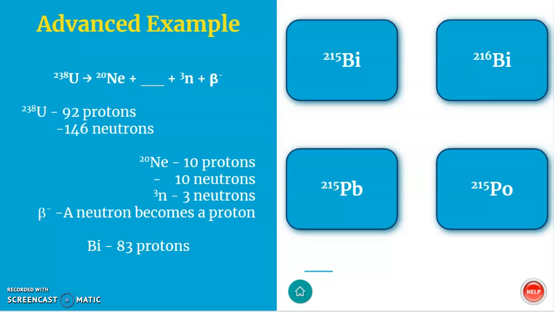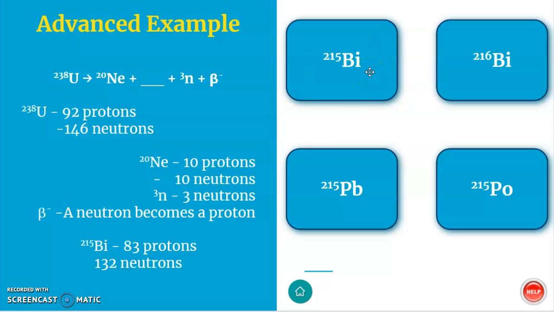How many neutrons do we have? Well, between my 3 free neutrons plus the 10 in neon-20, that gives me 13. I need to add up to 145, not 146, because of that beta radiation. So that means I have 132. So this bismuth atom has 83 protons, 132 neutrons, which means it has a mass of 215. It is bismuth-215. I look over at my answers, and that is one of my options, so that is the correct answer.